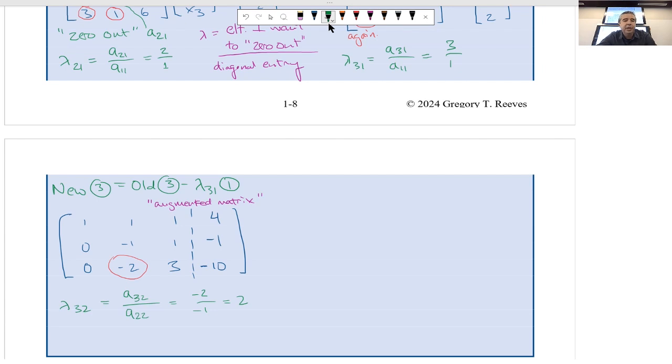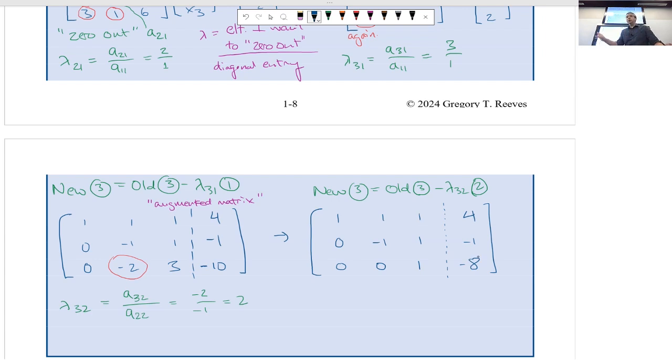Okay, so finally, to end my final step in this Gaussian elimination, my new row 3 equals old row 3 minus lambda 32 times row 2. Giving me, finally, well, my first row didn't change, right? My second row didn't change. My third row now becomes 0, 0, 1, negative 8.